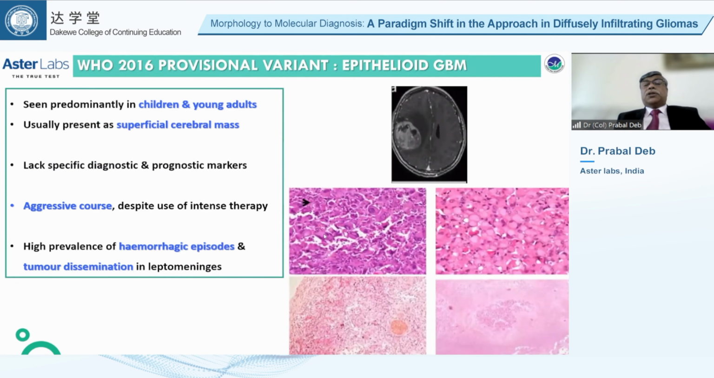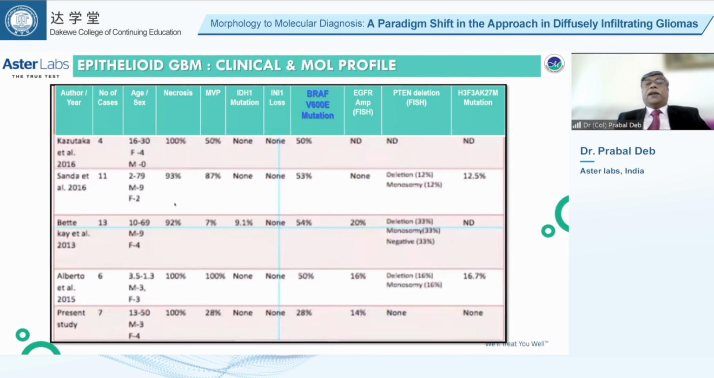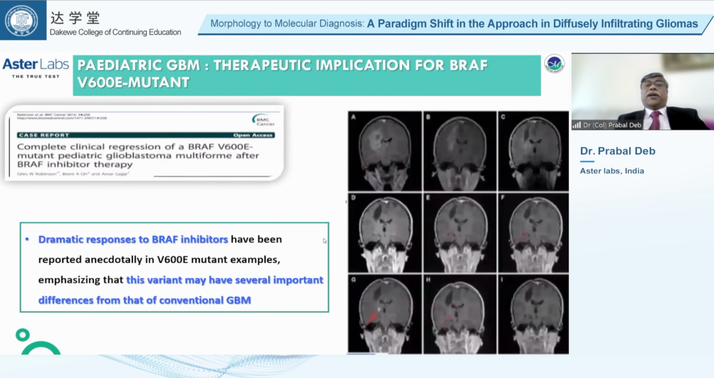So this is what it looks like. The tumors are epithelioid cells, highly aggressive, especially in children and young adults, seen in the superficial cerebral mass, and has an aggressive course with rapid dissemination in leptomeninges. This is the IHC profile. And as you can see, V600E mutations in various studies have been varying around 50 to 60% of the cases. It has a huge therapeutic implication.